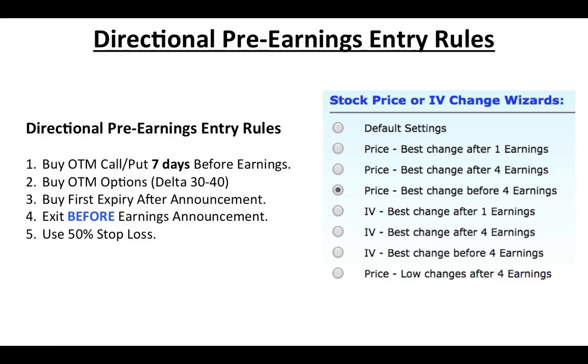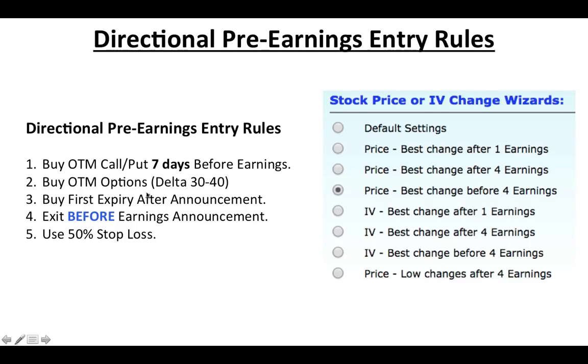All right, so here's what you want to do to trade directional pre-earnings using the earnings effects ranker. First, you want to buy an out-of-the-money call or put 7 days before earnings. Remember, the scan is detecting the 7-day run-ups, so in order to have the history repeat, it's important that you get in 7 days before the earnings announcement. Buy out-of-the-money options. We talk about delta 30-40, but buy 1 or 2 strikes out of the money, preferably delta between 30 and 40.